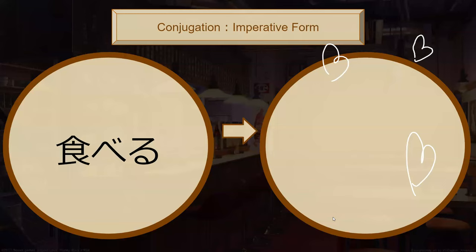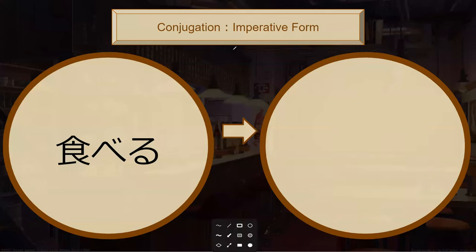What's the imperative form of taberu? Just to order someone around. Imperative. To make the imperative, you put it in the e form. For u verbs, the e form is tabe.